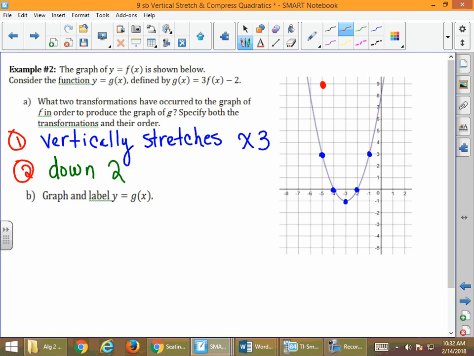We have -4, 0. 0 times 3 is 0. From our vertex, -3, -1. -1 times 3 is -3. And where am I getting that 3? It's 3 times f of x. -2, 0. 0 times 3 is still 0.